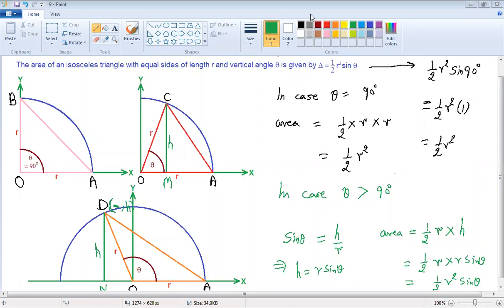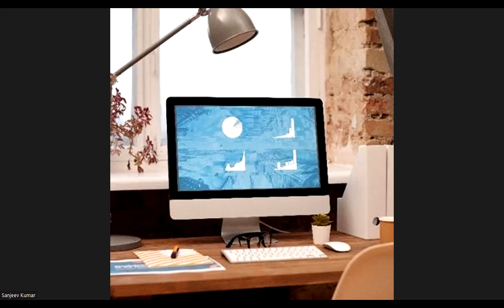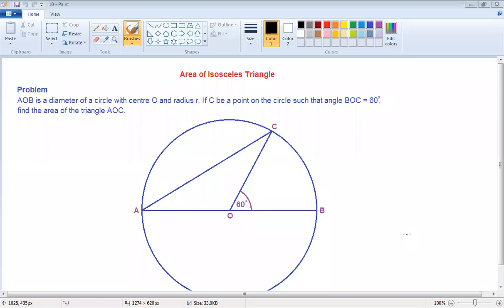I am stopping the sharing. I take up the next page. This is a problem I will share. It is a problem based on the area of an isosceles triangle. Is that visible?